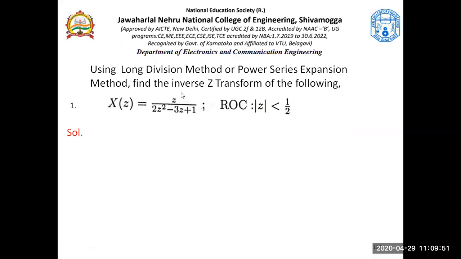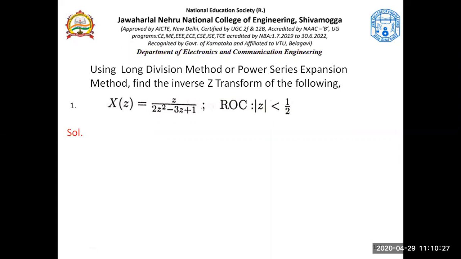They have given us this x of z, and the region of convergence is magnitude of z less than half. That means the region of convergence is within the circle with radius half. Now, the same problem we have solved by the partial fraction expansion method also, but how to solve this by the long division method is what we're going to see now. So the very first thing that you should understand, seeing the ROC, is that it is inside the circle with radius half.